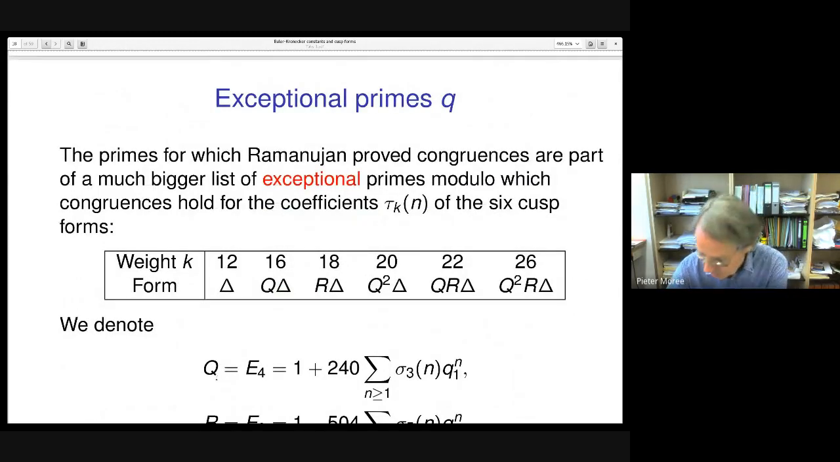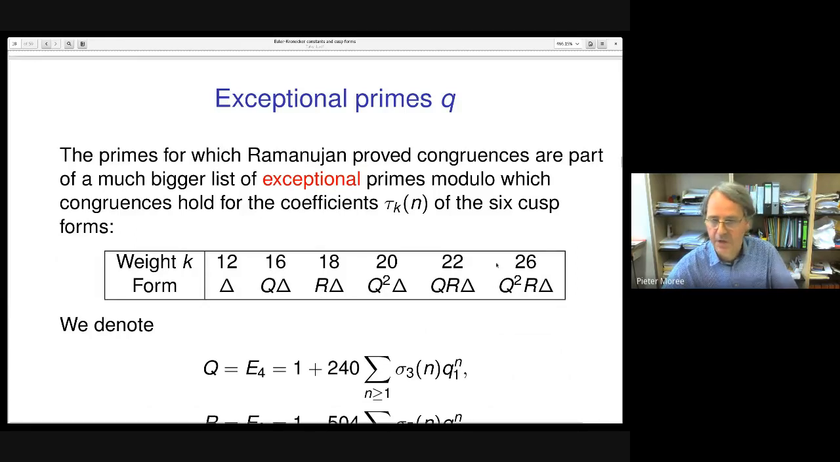Okay, now I go to the exceptional primes Q. So this delta function is a cusp form, and in some sense it's the simplest one. So it has weight 12. And there you have a space of cusp forms, and that's a finite dimensional vector space. And for weight 12, it's one dimensional. In general, for every even number bigger than 12, I think you will have some cusp forms, but the space of cusp forms is not necessarily one dimensional.